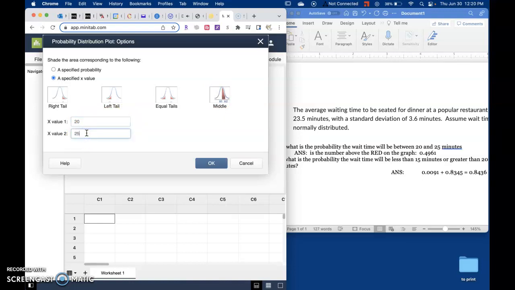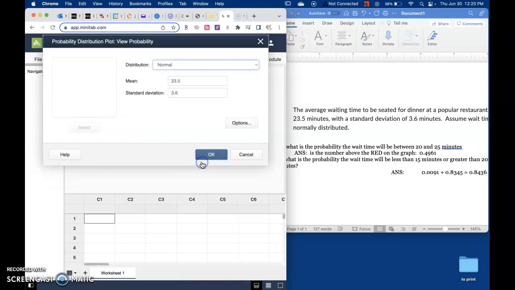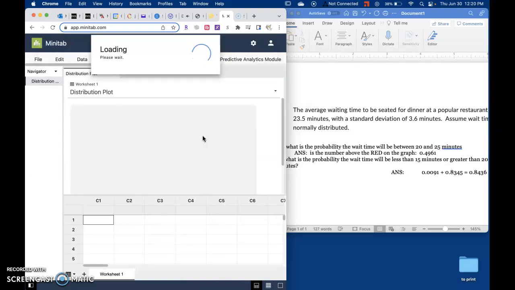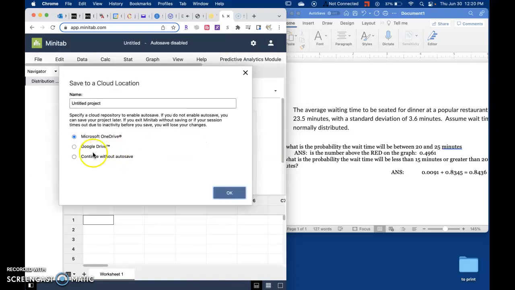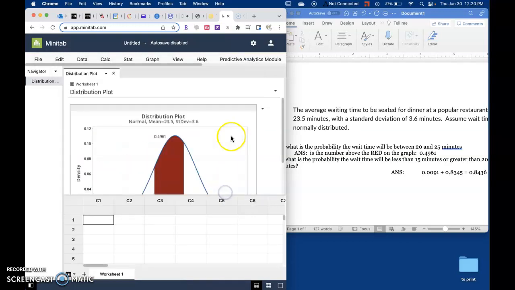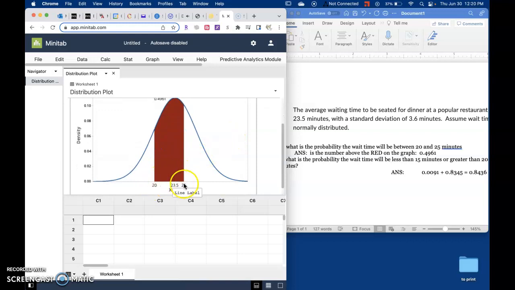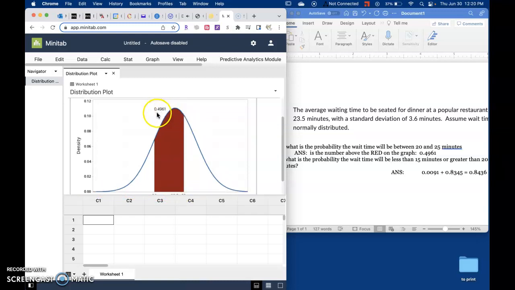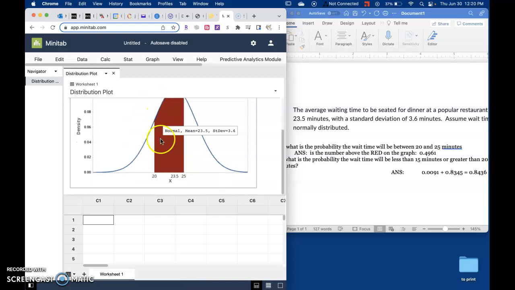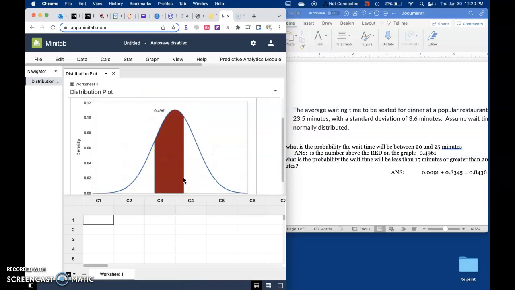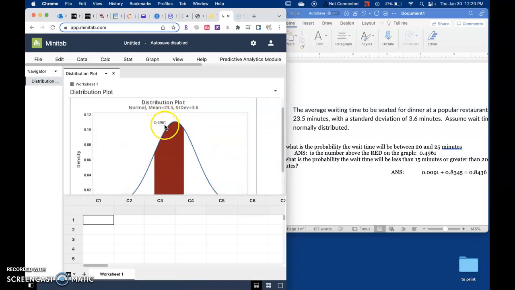So we just put those in and click OK, and you'll see this graph, and click OK again. And this is what the graph looks like. I just continue without autosave, and here is our plot. So we can tell that on the bottom is our minutes. That's between X being 20 and 25 minutes. And if you look up here, that gives you the probability that the wait time will be between 20 and 25 minutes. That's 0.4961 is your answer.